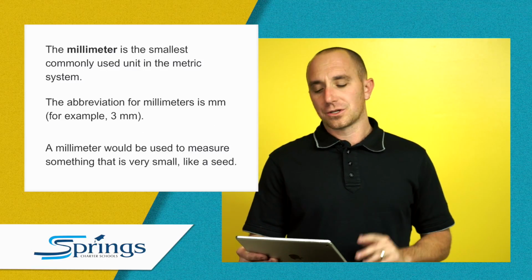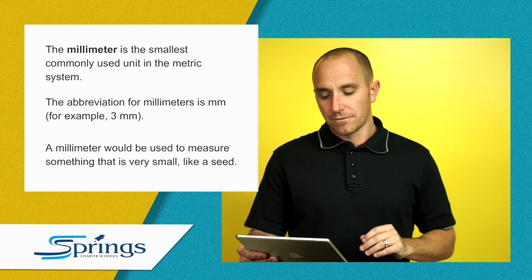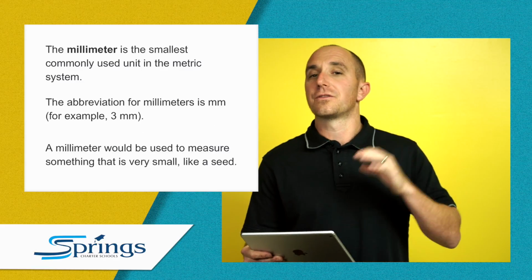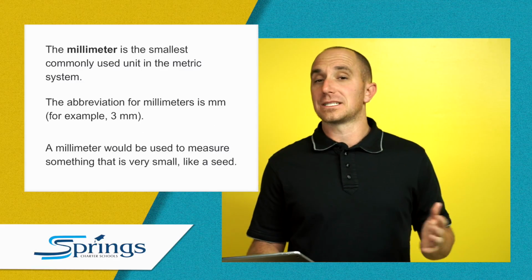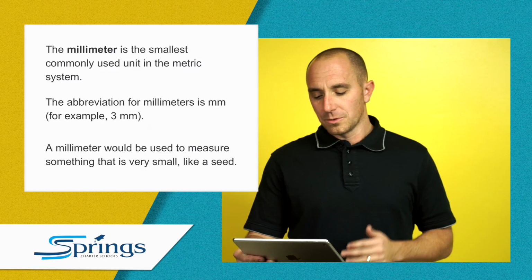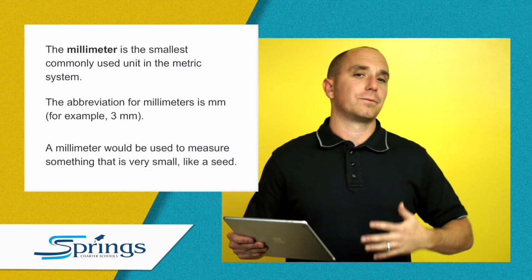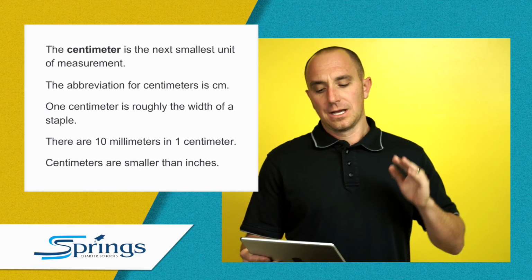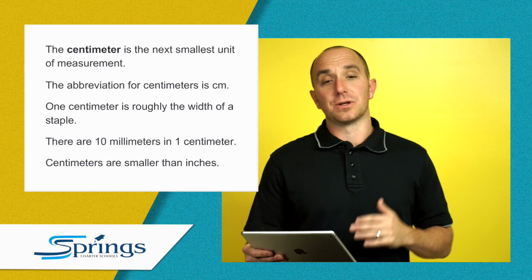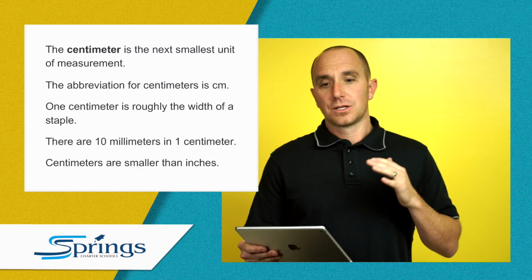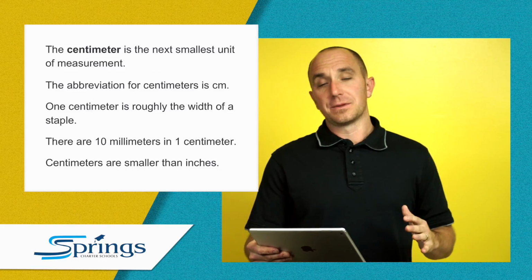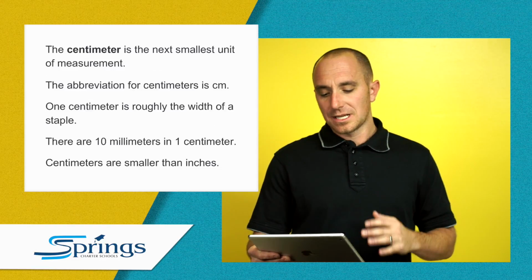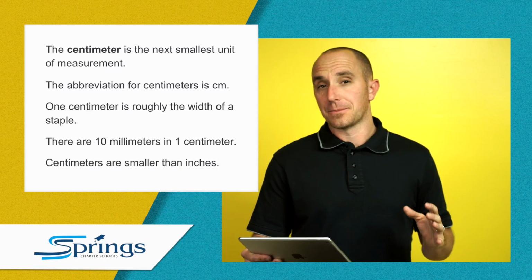So the abbreviation for millimeters is mm. For example, 3 millimeters is written 3 mm. And I know you've probably seen this before. So a millimeter would be used to measure something that is very small, like a seed or something like that, something that's tiny. Now, the centimeter is the next smallest unit in the metric system. So the abbreviation for centimeters is cm. So 1 centimeter is roughly the width of a staple.